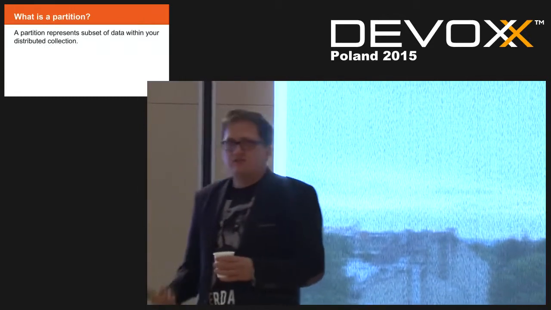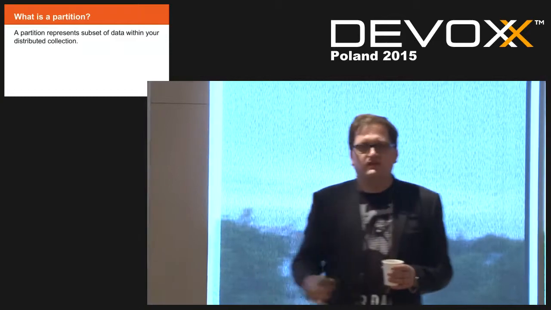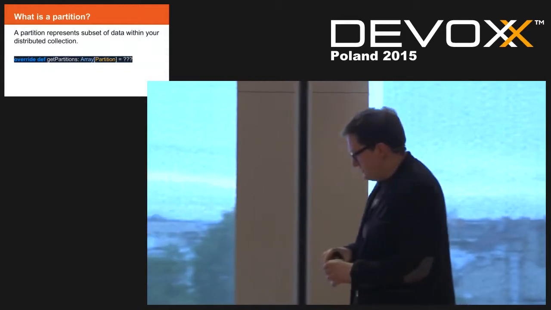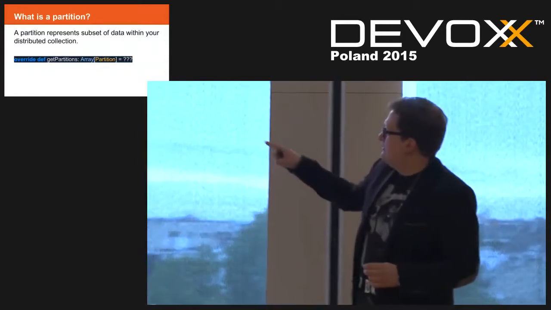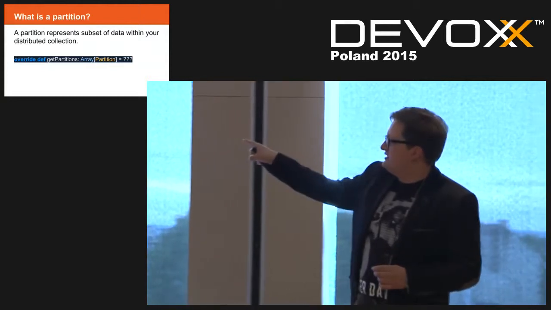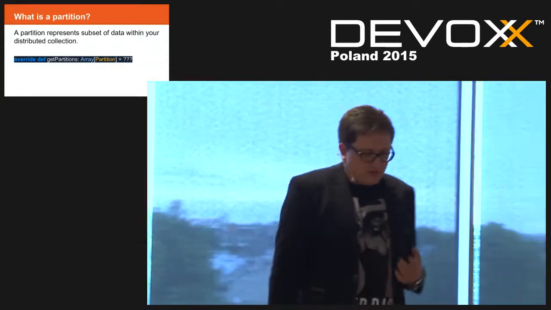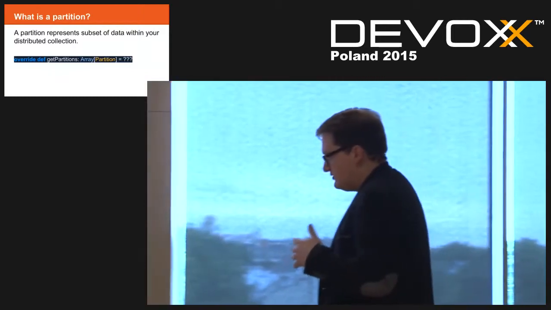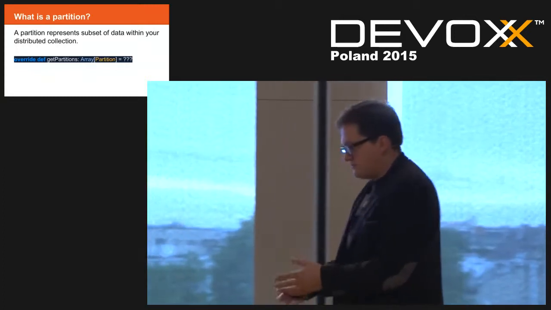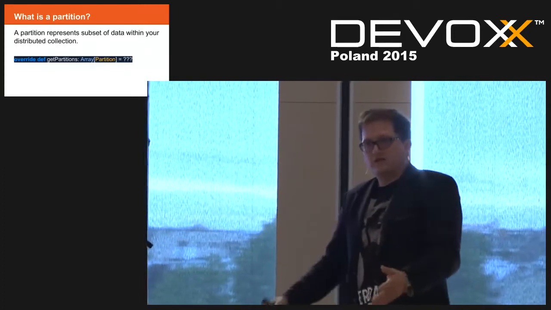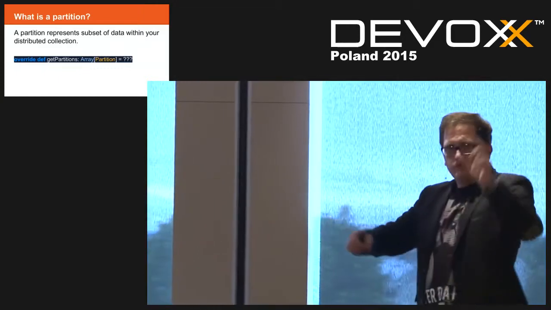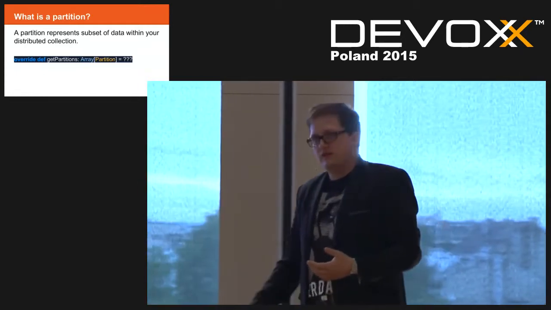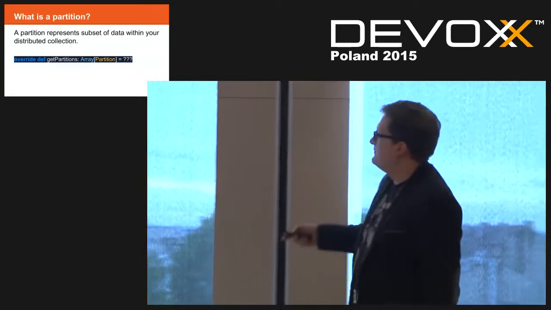So what is a partition? A partition is basically a subset of the data within our distributed collection. Each RDD has to provide an implementation for the method getPartitions. Why are partitions so important? Because they allow us to do computation within the cluster in a parallel way. The partitions are run separately on each node, and that's the level of parallelism that you get from Spark: the number of those partitions.